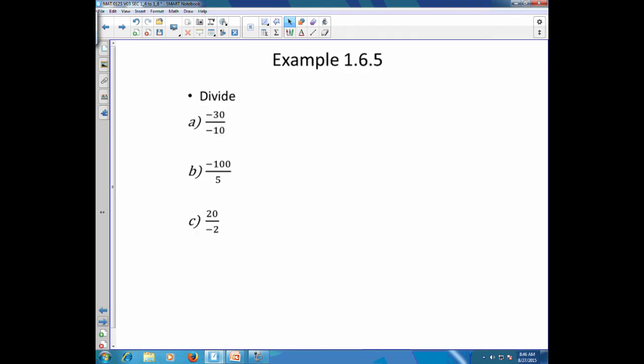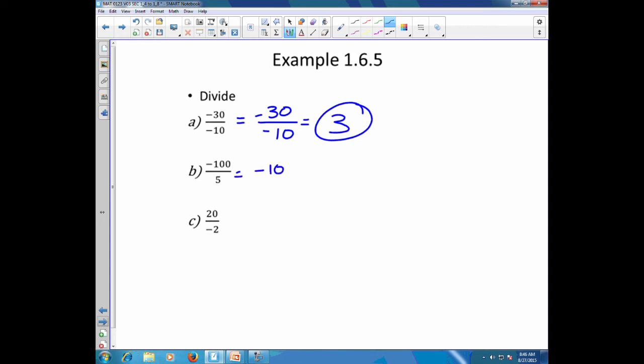So let's divide these. Negative 30 divided by negative 10. Well, 30 divided by 10 is just 3. And we have 2 negatives, so it's positive 3. Negative 100 divided by 5. Well, 100 divided by 5 is 20. And we only have 1 negative, so it's negative 20. And then 20 over negative 2. 20 divided by 2 is 10. And we only have 1 negative, so it's negative 10.